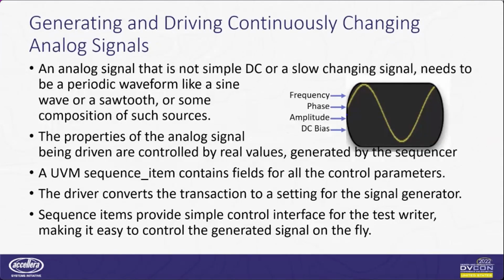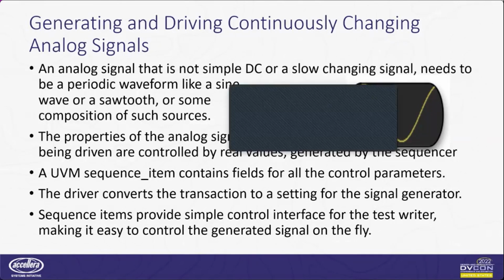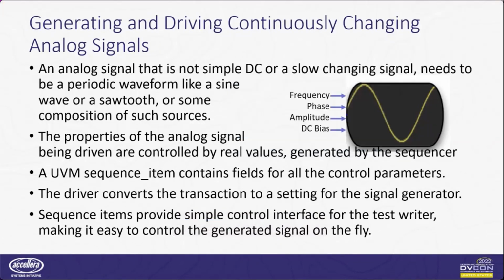Now, when it comes to generating and driving these kinds of analog signals, we do have to be a little bit realistic. So if we think about an analog signal that is interesting, it needs to be a periodic waveform like a sine wave or a sawtooth or some other composition of such things. And when you think about those kinds of signals, there's specific information you need in order to be able to have it do certain things. So you need the frequency, the phase, the amplitude, and the DC bias. And with those four things, you can generate a wide variety of different sine waves, as an example.